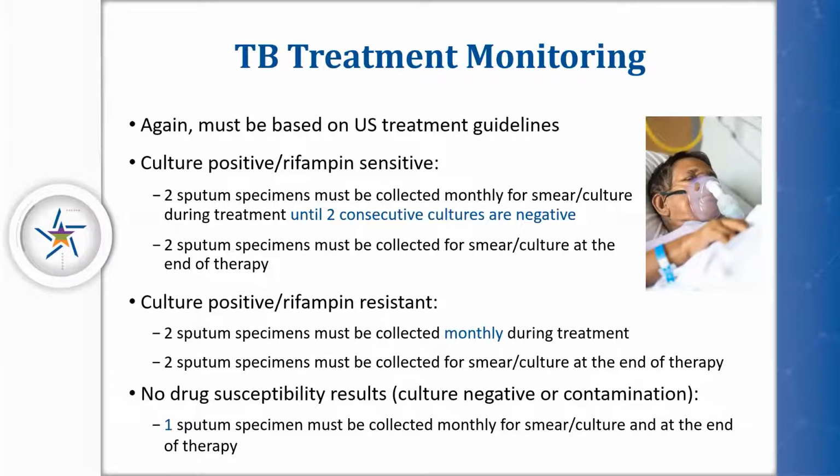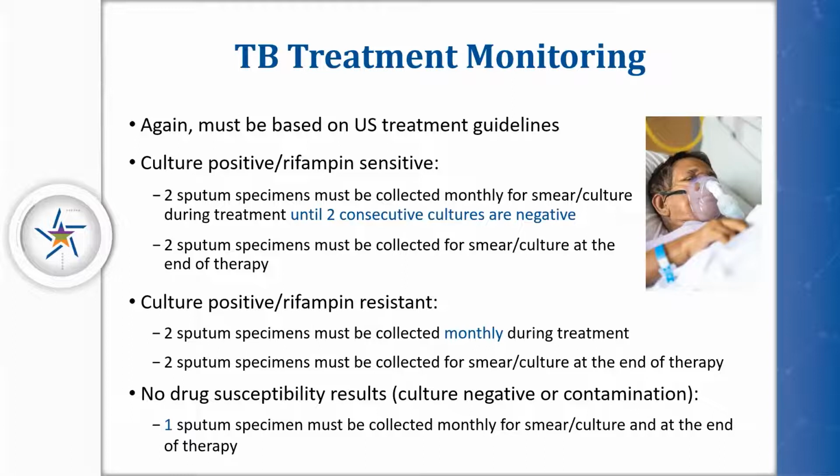So for those who are culture positive but rifampin resistant, then there's only a requirement for 2 sputum specimens collected monthly during treatment as opposed to twice monthly. No, excuse me. This is the same for both rifampin sensitive and rifampin resistant, you have to collect the specimen monthly. Pardon me for that. And then you have to have 2 specimens collected for smear and culture at the end of treatment. So again, pretty much the same, but if there are no drug susceptibility results, you're going to do 1 sputum specimen monthly for smear and culture, and at the end of treatment.